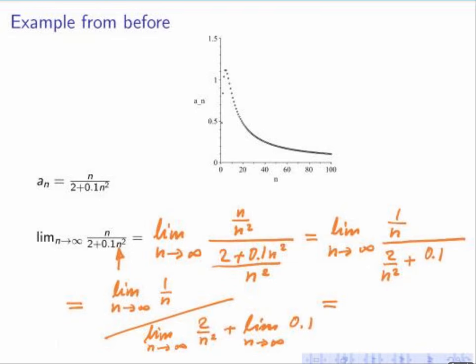I'm running out of space, but this will be enough, because the limit as n goes to infinity of 1 over n will go to 0. Right? 1 over a really, really big number goes to 0. The limit as n goes to infinity of 2 divided by n squared also goes to 0. This in fact was the very first example of the slides. And the limit as n goes to infinity of 0.1 will be 0.1. So what we get is 0 divided by 0 plus 0.1. So we are not dividing by 0, which means the 0 in the numerator gives us the result. So the whole thing converges to 0, and this is what I claimed.